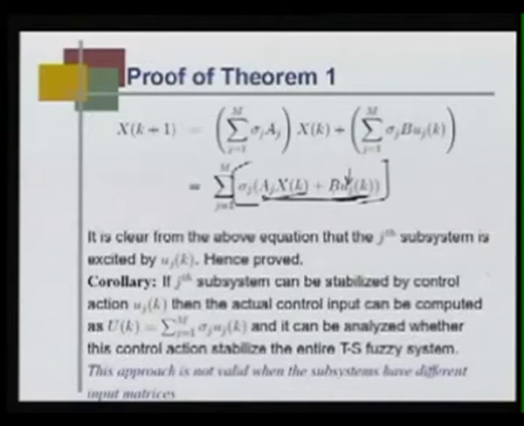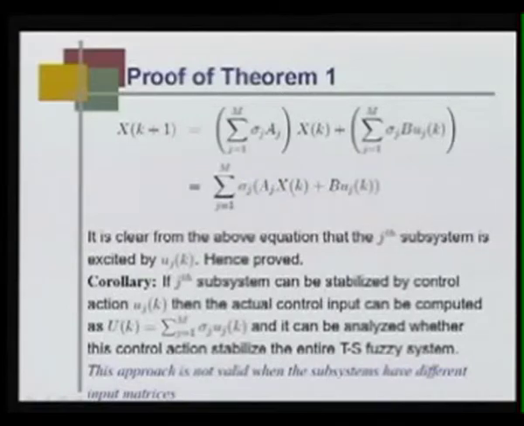That is the meaning of this method. So, it is clear from the above equation that the jth subsystem is excited by u_j(k), hence proved. Corollary: if the jth subsystem can be stabilized by control action u_j(k), then the actual control input can be computed as u(k) = sum over j equal to 1 to m of σ_j u_j(k), and it can be analyzed whether this control action stabilizes the entire TS fuzzy system.